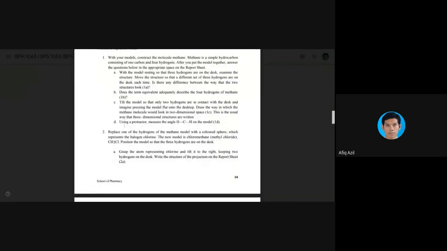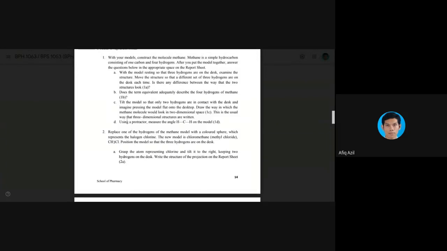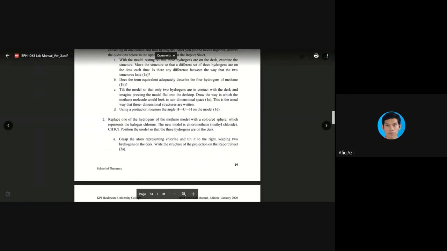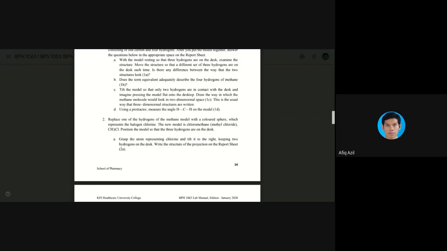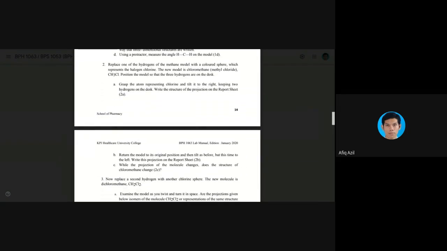Then followed by, does the term equivalent adequately describe the 4 hydrogen of methane? You have to provide an answer for that as well. As the steps go, try to answer, and some of it requires you to draw as well. They might ask you to draw some of these structures. Okay, and then go to the second procedure.